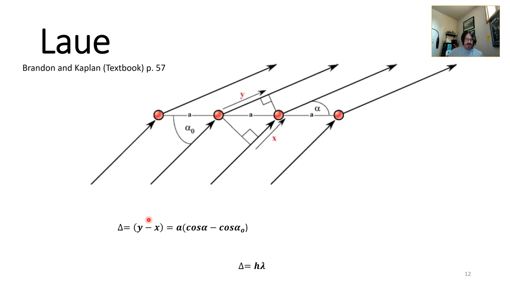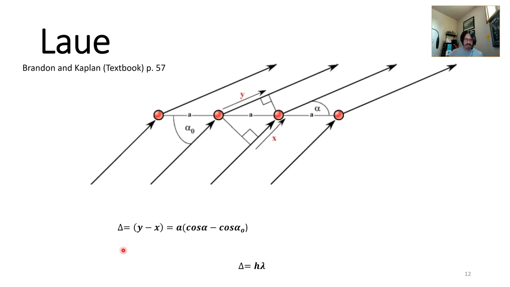So there's a path difference delta, and it's y minus x. And so why is it y minus x? Well, y, as he's depicted it here, is greater than x. Okay, so it's going to take a longer distance to get from point A to point B. I don't know if my explanation made that great a sense. But based on this triangle math, the line made by x is going to be less than the line made by y.